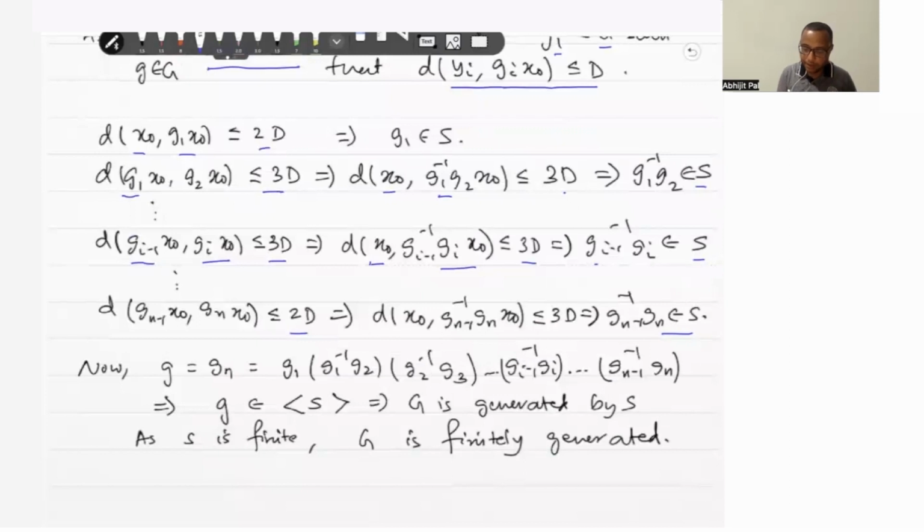Now we have started with a group element G, which is equal to G_n. So this G_n can be written in the following way: G_1 multiplied by G_1 inverse G_2, multiplied by G_2 inverse G_3, like this. And each of these elements, G_1 inverse G_2, G_2 inverse G_3, they all belong to S. G_1 also belongs to S. So therefore this group G is generated by the set S. So G belongs to the group generated by S, which is equal to this group G. Okay, so G is generated by S, and as S is finite, G is a finitely generated group.